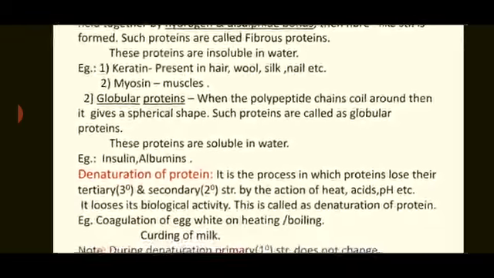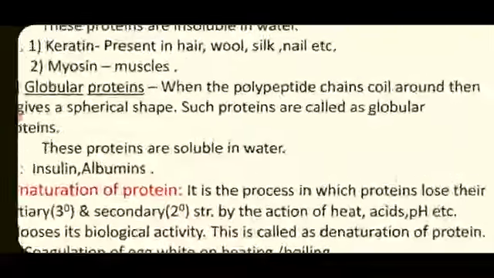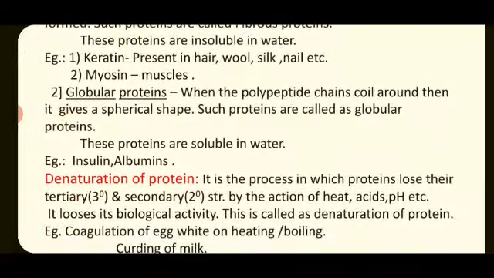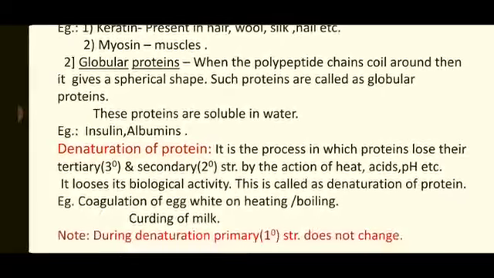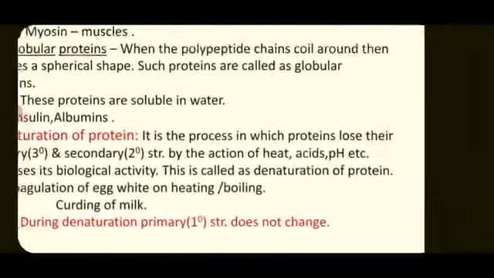Next, globular proteins. Globule means a spherical shape. When polypeptide chains coil around, then it gives a spherical shape. Such proteins are called globular proteins. These proteins are soluble in water. Example, insulin or albumin. Now, albumin, I hope you have heard this word as egg albumin.